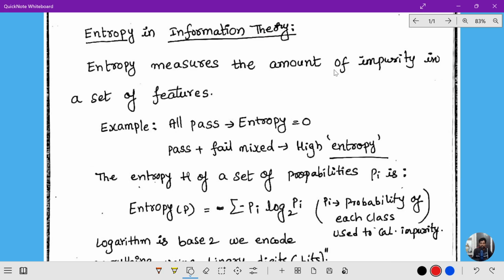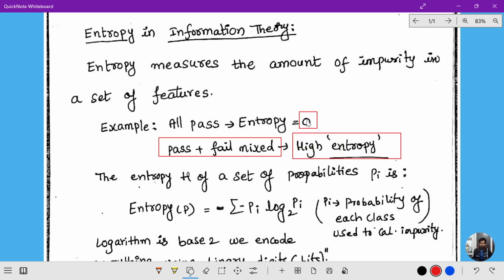So entropy measures the amount of impurity in a set of features. For example, if all the students pass, you are going to say entropy is 0. Suppose it is a combination of pass and fail, so what is going to happen? It is mixed, so we are going to have some ambiguity. Hence we can say this is called high entropy.